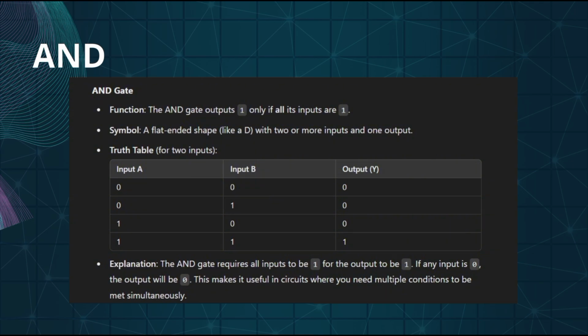Truth table: for two inputs, input A, 0, 0, 1, 1, input B, 0, 1, 0, 1, output Y, 0, 0, 0, 1. Explanation: the AND gate requires all inputs to be 1 for the output to be 1. If any input is 0, the output will be 0. This gate is used to represent a condition that can only be true when multiple conditions are all true.